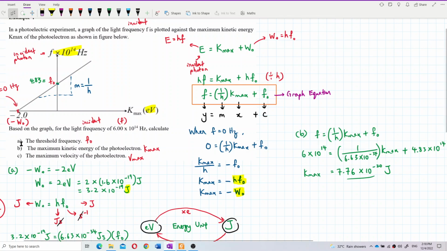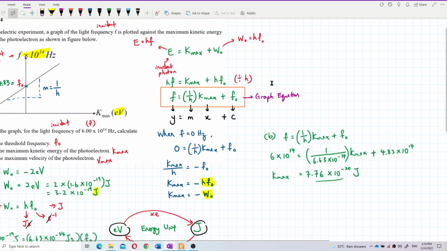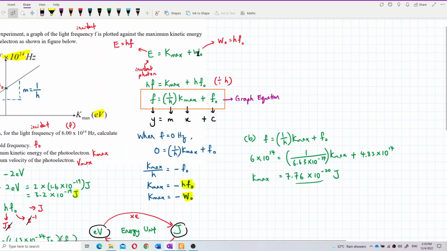Maybe back to just now the question B. Let us check, can we use the equation E equal to Kmax plus work function to get the Kmax? I'm curious. Let us also do the second way. Question B just now. Let us use this equation E equal to Kmax plus work function. So E is the energy of the incident photon, hf.